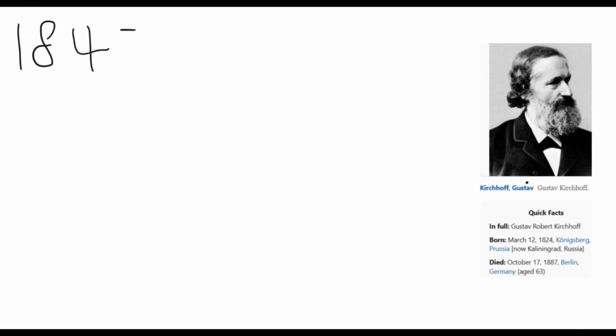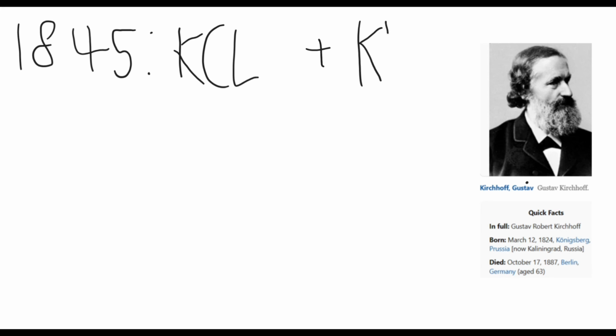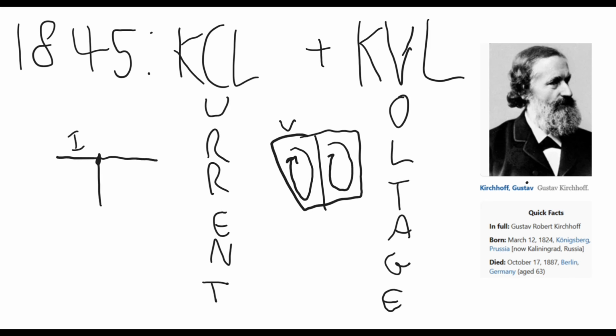Kirchhoff's current law, or KCL. In 1845, Gustav Kirchhoff announced his laws pertaining to currents within a junction and voltages within a loop. Today we're focusing on KCL, which is the current and how it behaves within a junction.